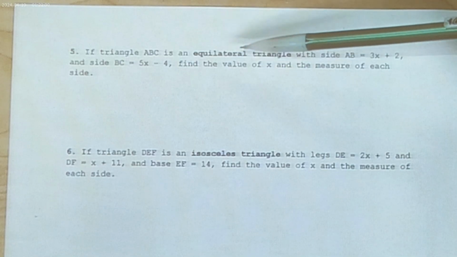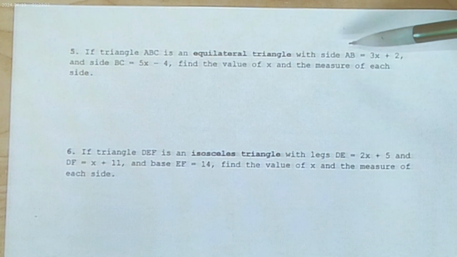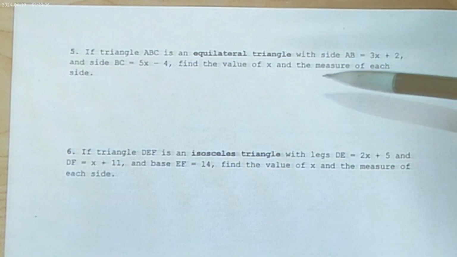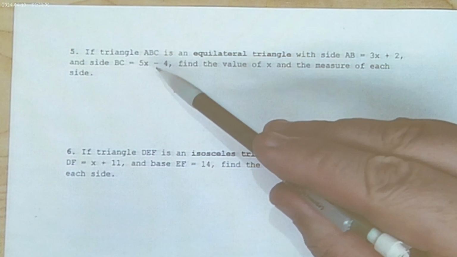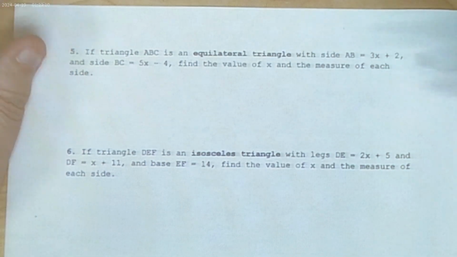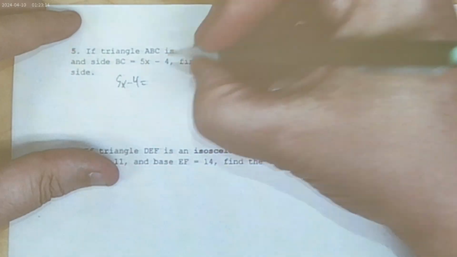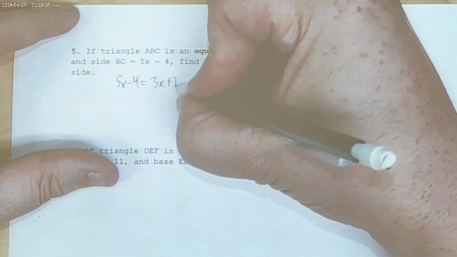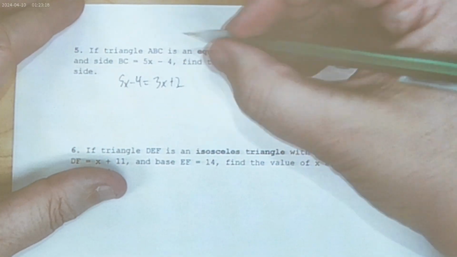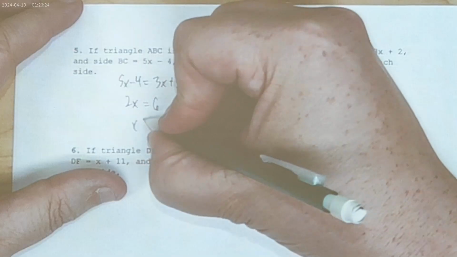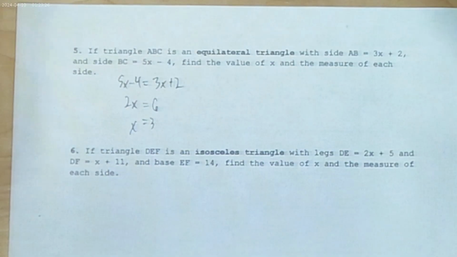In this case, I've got an equilateral triangle. And I've got one side and I've got another side. Because it's an equilateral triangle, that means that I know this side equals this side. So 5x minus 4 equals 3x plus 2. So I'm going to subtract 3x from both sides. That gives me 2x. Add 4 to both sides equals 6. X equals 3. All right.